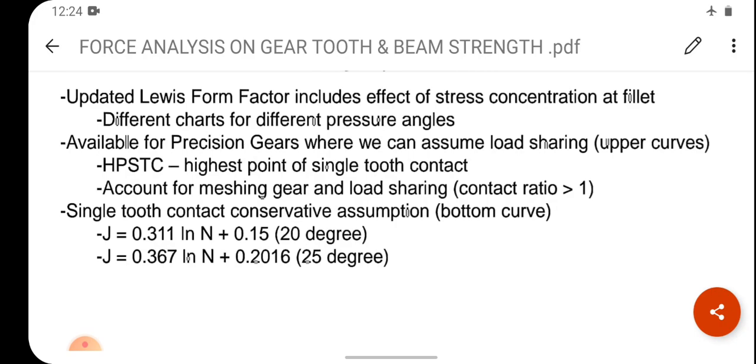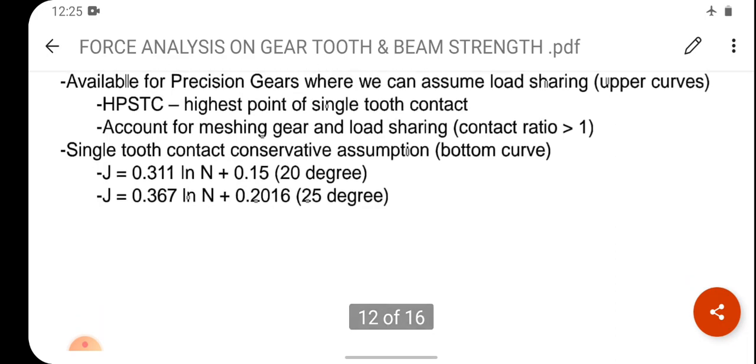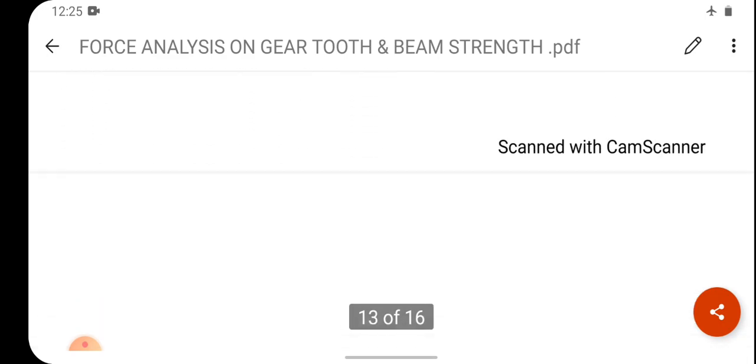So the value of J is given as 0.311 ln n plus 0.15, that is for 20 degree full depth tooth, 20 degree pressure angle, and J is equal to 0.367 ln n plus 0.2016, that is for 25 degree pressure angle.